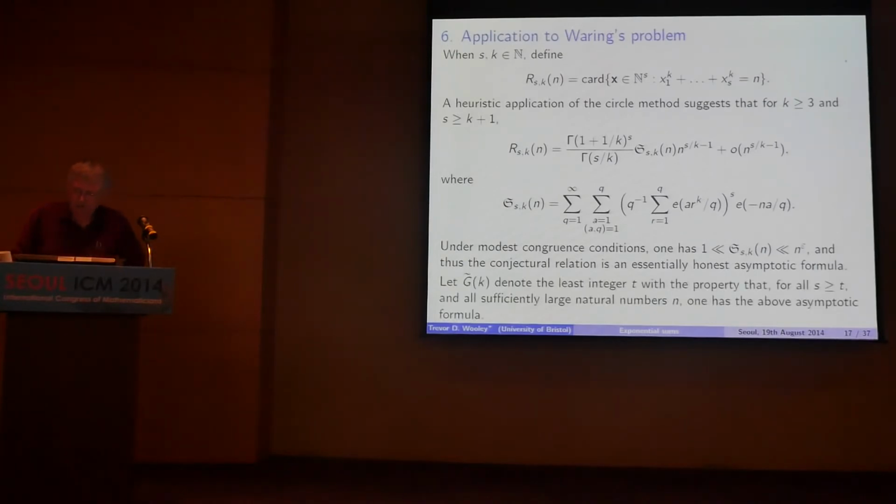Okay, a bit of notation so that we can understand when we've proved something interesting. I call G tilde of k, tilde looks like an asymptotic formula symbol, the least number t with the property that whenever you have at least as many variables as t, then this asymptotic formula, which we expect to be true, is actually true. It's just a way to summarize, to avoid me writing down lots of words and formulae.